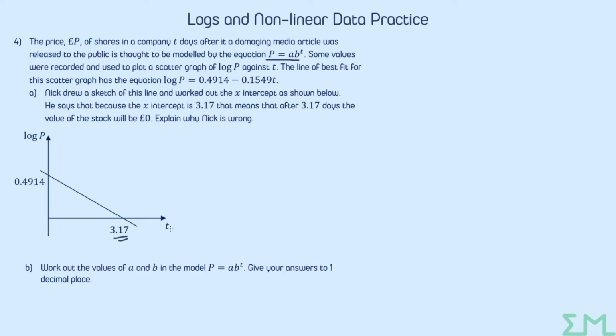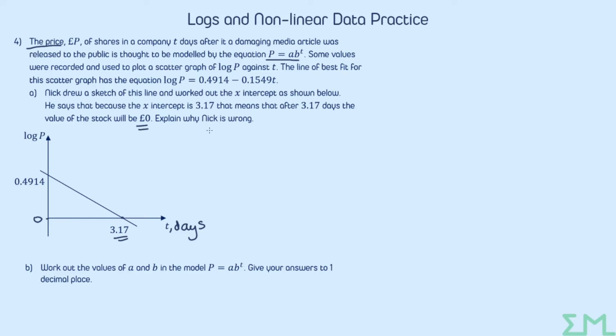Okay, well, he's certainly right about this 3.17 days because t is measured in days, so that's fine. But he's saying the value of the stock will be 0. So he's looking here and saying, okay, well, at that point there, you get 0 on the y-axis. And he's just automatically thinking, well, y-axis therefore represents the price, P. We know it does not. It is log P, in fact.